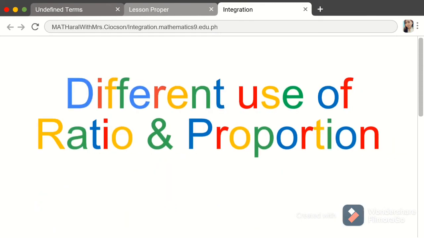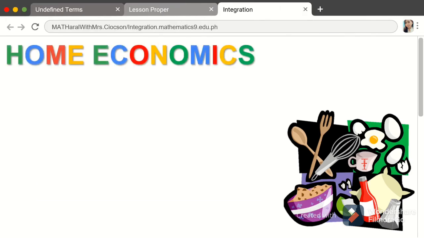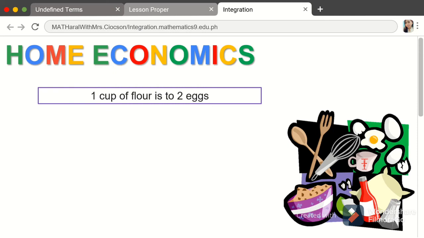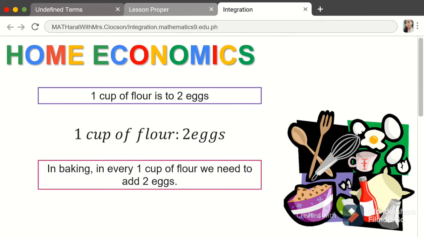So we have different uses of ratio and proportion. In cooking, home economics class, 1 cup of flour is to 2 eggs. So that is 1 cup of flour is to 2 eggs, or 1 is to 2. In baking, for every 1 cup of flour, we need to add 2 eggs.